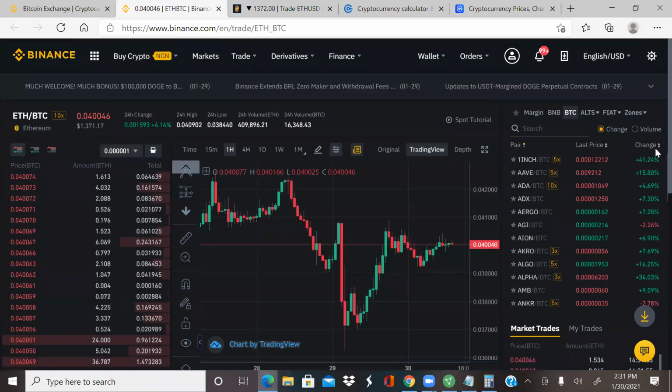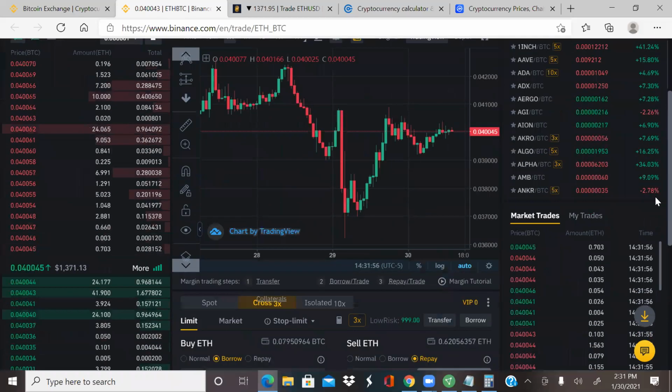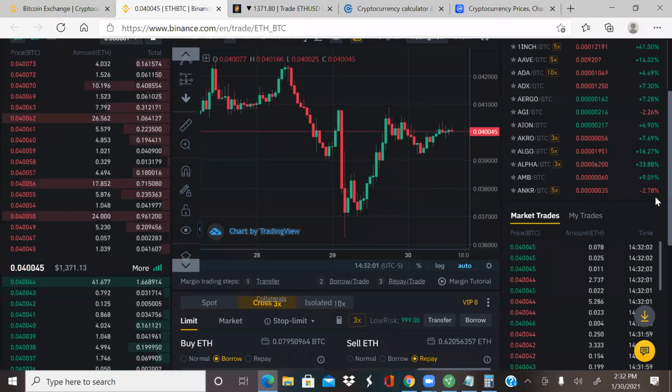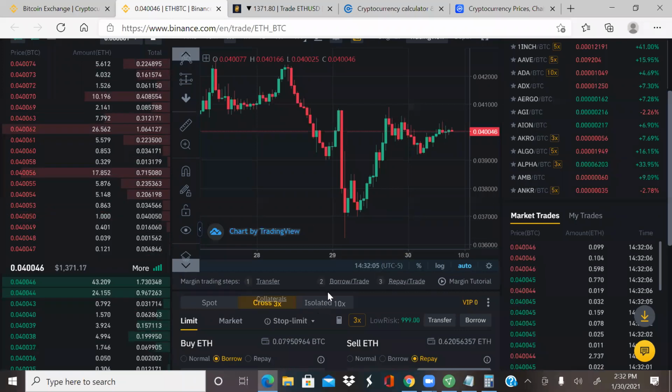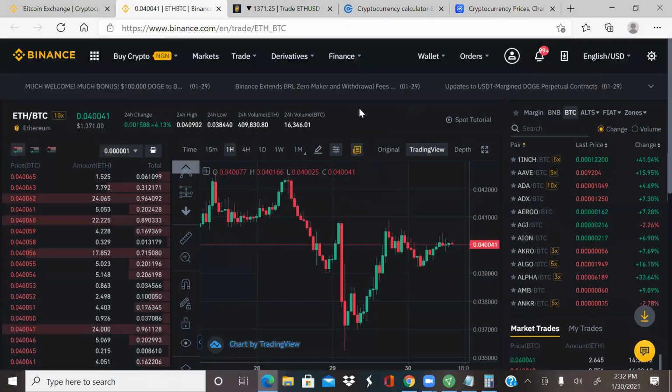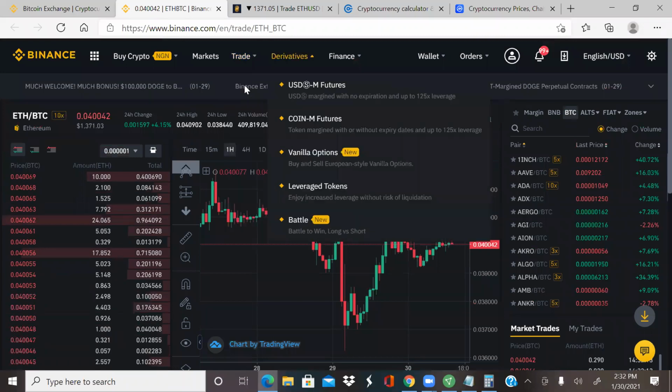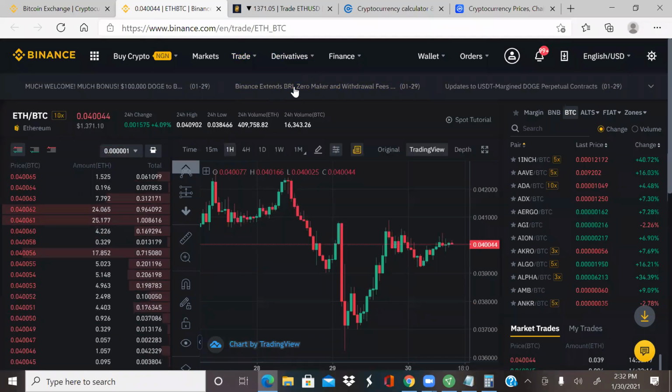And then you can set also at isolated or at cross. It's just the same thing. The only difference is that with futures, you have more leverage. With borrowed funds, you only have up to 10x. With futures, you can have up to 125x. Let me show you futures trading.